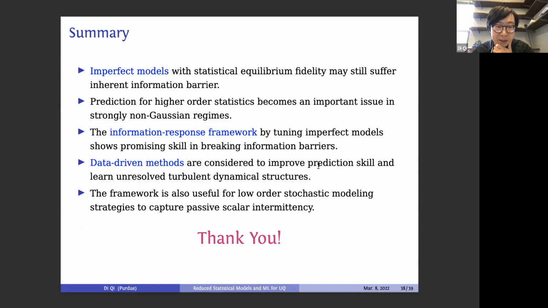So this is a summary. We start with the imperfect model, and we do model calibration for equilibrium fidelity, and also use sensitivity analysis to capture the model's statistical responses subject to the generalized forcing perturbations. That's to use the information framework. And also, this is something in progress now, to develop a data-driven component in the reduced order model framework and to apply it to more high-dimensional systems. And also, from another approach, this can be used to predict the intermittency and extreme events seen in passive tracer fields and in related problems.